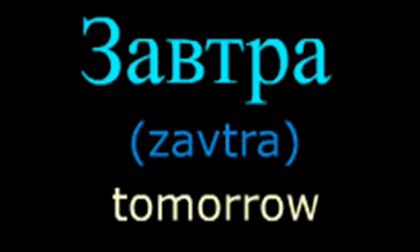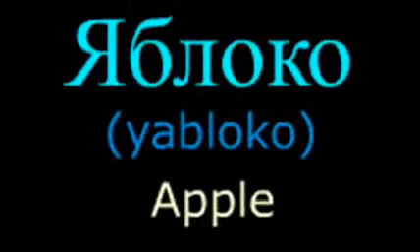The first letter is somewhat familiar to us. We make our Z's like that, and that is a Z sound. The second letter is no challenge. The third letter is a V sound. The fourth letter is a T sound. The P is an R sound, and we end with A. This is zavtra, zavtra.